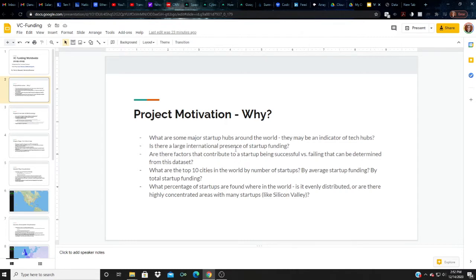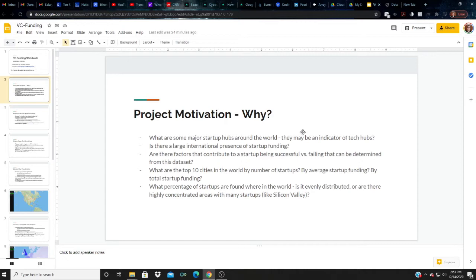We also looked at what could contribute to a startup being successful versus failing, because this data set did have a lot of information on the different funding rounds. It went down the funding rounds A, B, C, and pretty far down to like L or something. I don't really remember at this point, but it does have 39 columns, so we can go look at that data set in a minute.